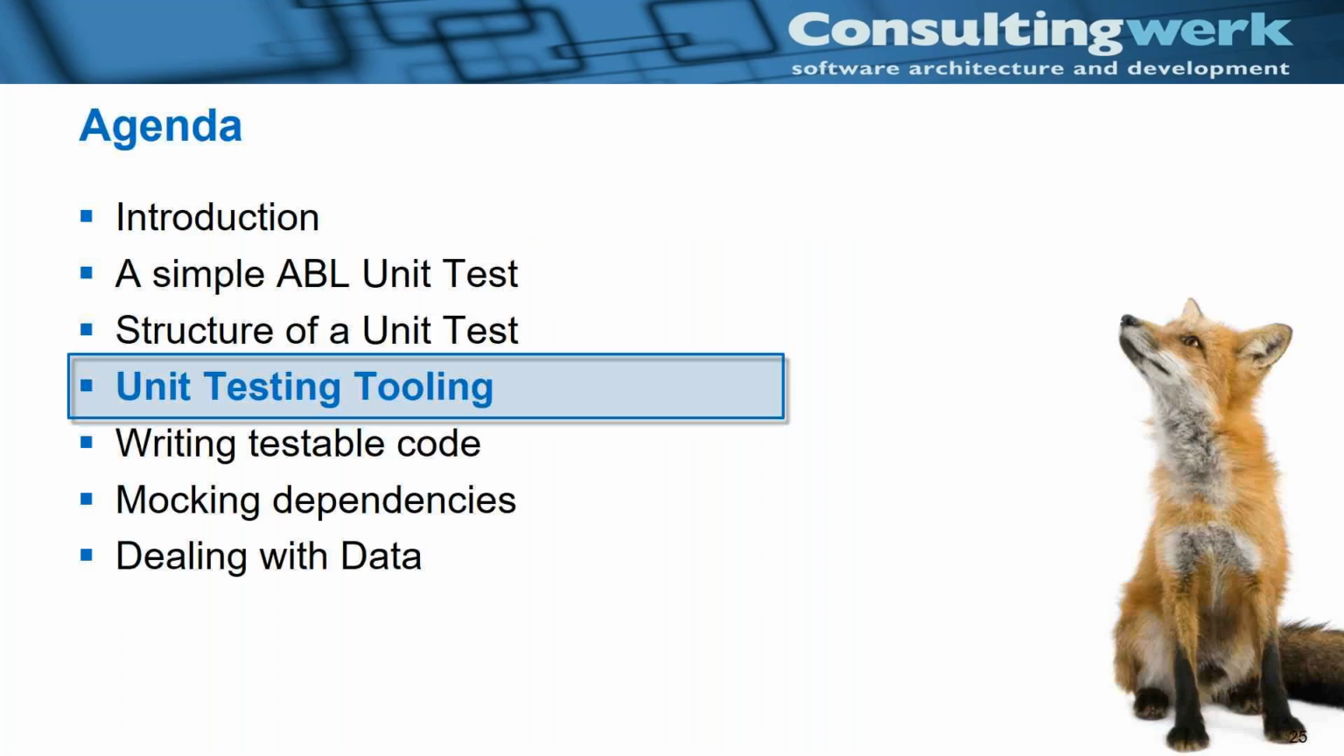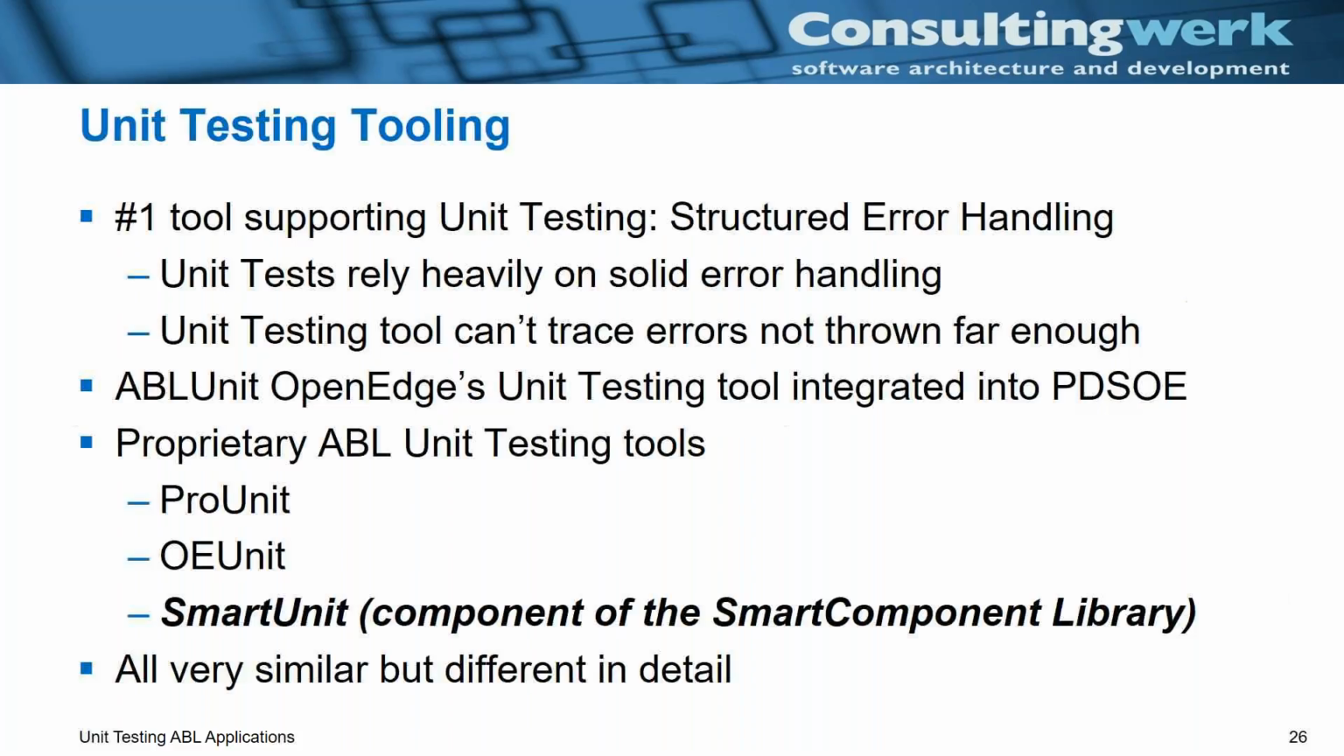So, a quick note about unit testing tooling. The most important piece of tooling that you need for unit testing is structured error handling. If you don't understand structured error handling, then now's a good opportunity to go ahead and read up on it, do some learning on it. But if you're not throwing your errors around properly, and if your error handling is not solid, your unit testing will be doomed. You'll really struggle.